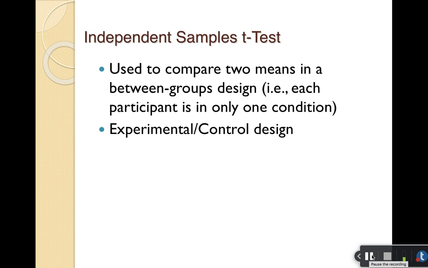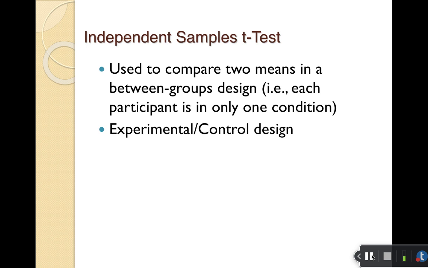Let's first take a look at the independent samples t-test. The independent samples t is used to compare two means in a between groups design. What this means is that the groups or the conditions are independent from each other, meaning that each participant is only in one condition or the other. I sometimes think of this as the classic experimental control design.